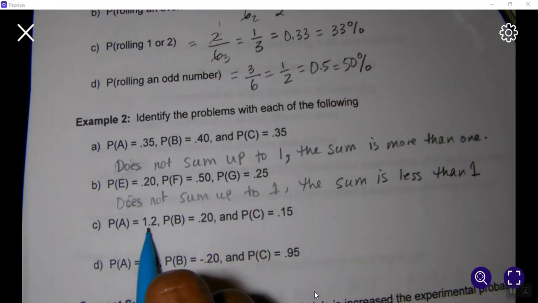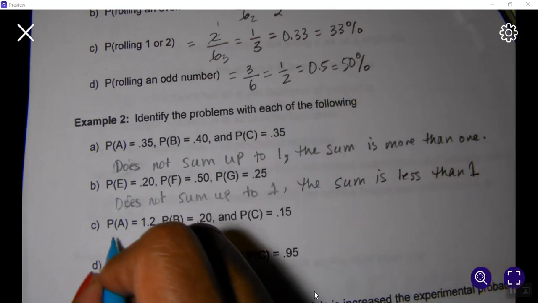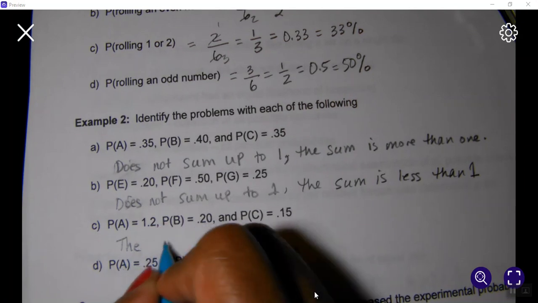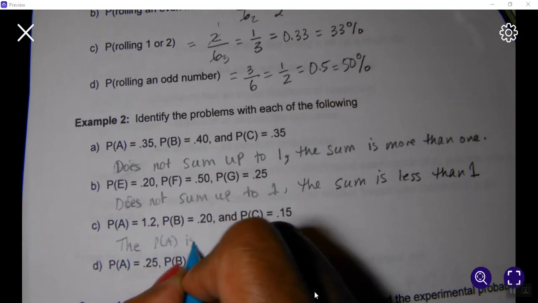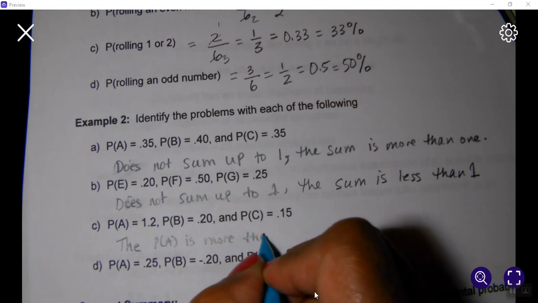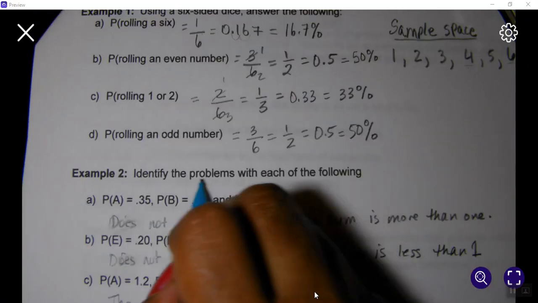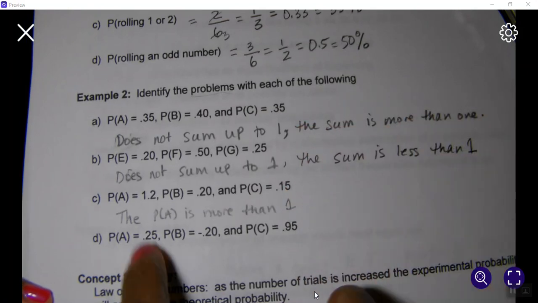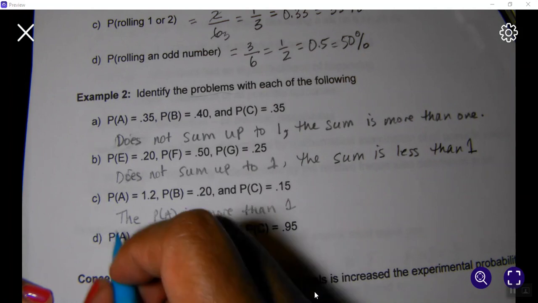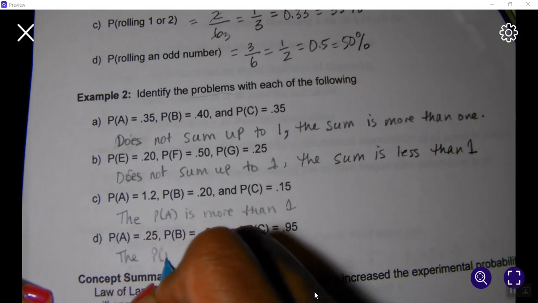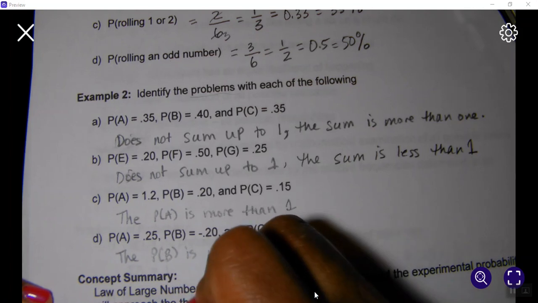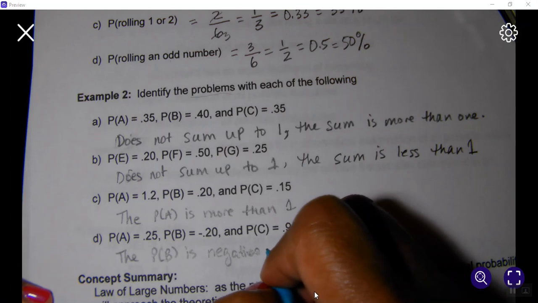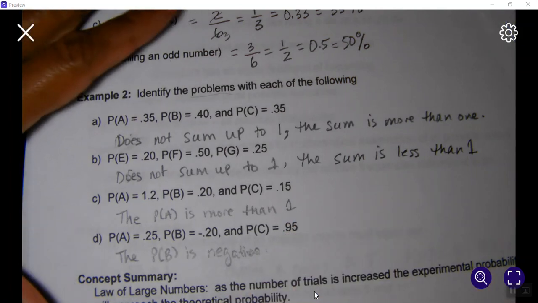Here we have a probability of 1.2. That itself tells you that it's more than 1. We can just say the probability of A is more than 1. That is a problem. Again, it's telling you to identify the problems. More than 1. And then over here, this negative, you cannot have it. The probability of B is negative. That cannot happen as well, because it has to be between 0 and 1. That is the problem. Okay?